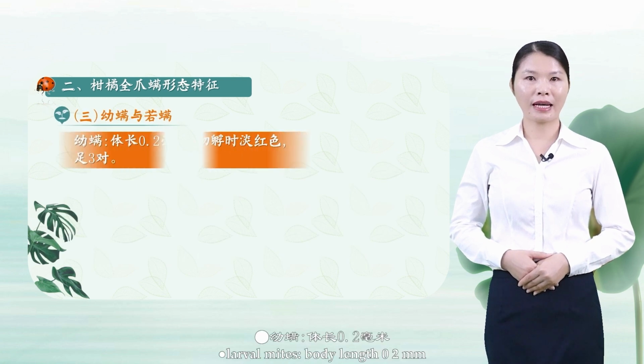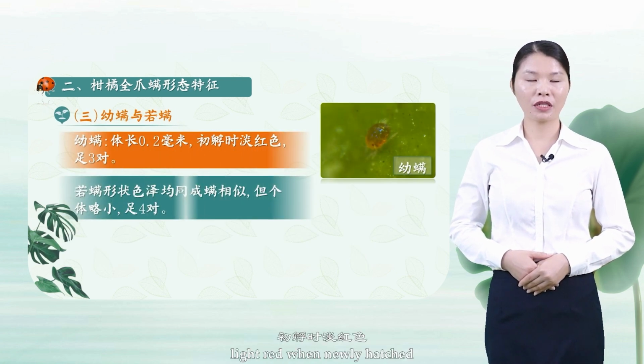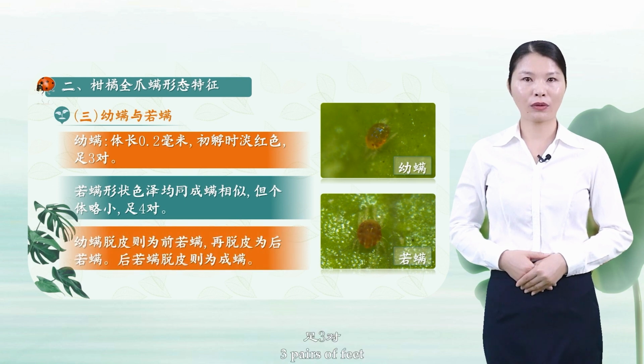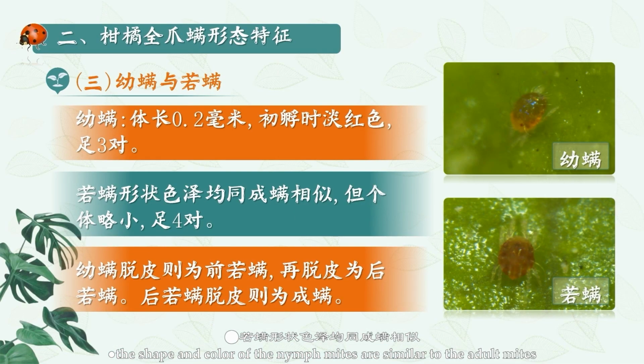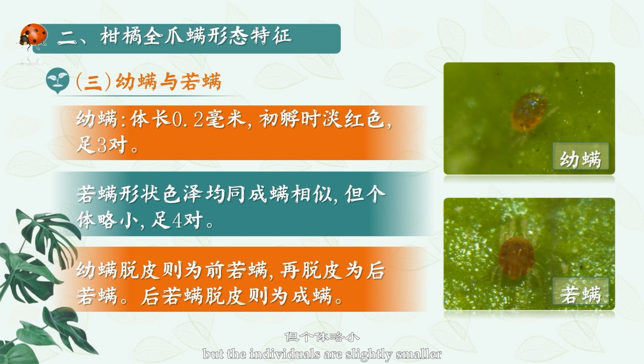Larval mites have a body length of 0.2 mm, light red when newly hatched, with 3 pairs of feet. The shape and color of the nymph mites are similar to the adult mites, but the individuals are slightly smaller, with 4 pairs of feet. If the larvae molt, they become protonymphs, and if they molt again, they become deutonymphs. After another molt, they become adult mites.